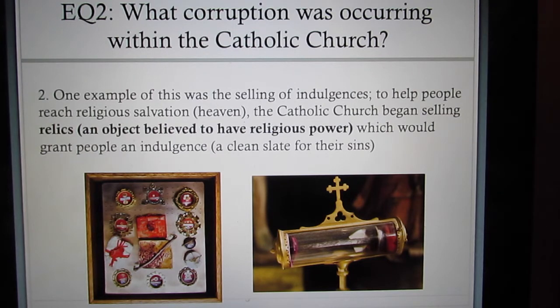So no longer is the church really doing what it's supposed to be doing. People are no longer practicing good deeds. They're simply saying, if I sin, that's okay, because I can buy a relic and it will grant me an indulgence. It will grant me a clean slate from my sins, and I will be able to have religious salvation. I will be able to be accepted into heaven. And so this is where a lot of corruption stems from within the Catholic Church.